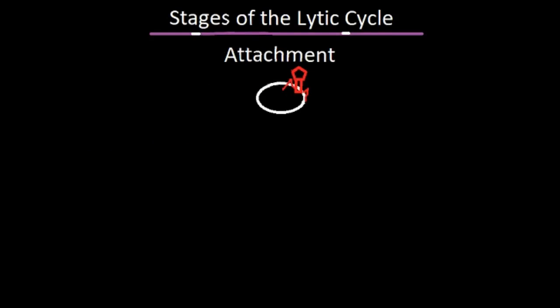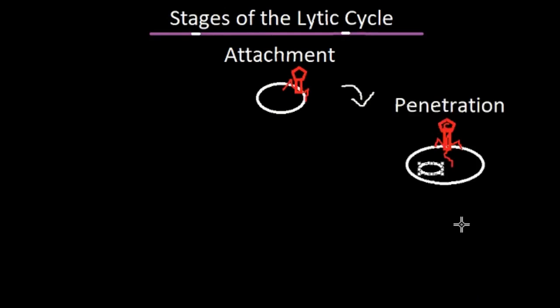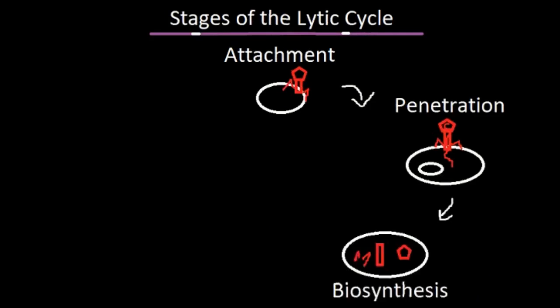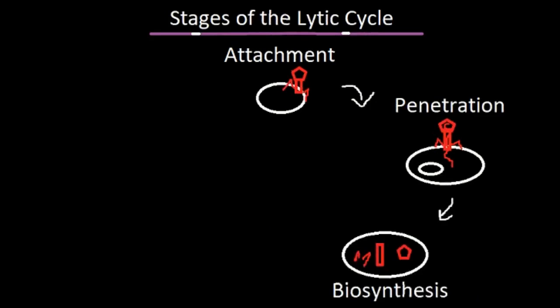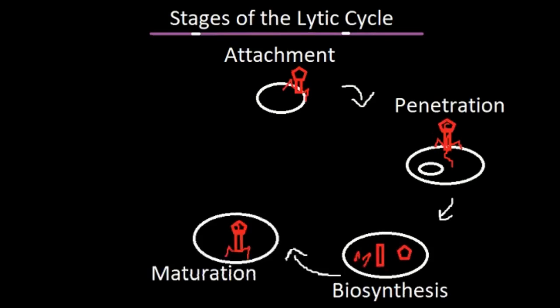Next is the penetration stage. In this stage, the bacteriophage, having been attached to the cell wall of the bacteria, creates a small hole in order for it to insert its genome into the bacterial cell. Next up is the biosynthesis stage. In the biosynthesis stage, the bacterial cell can now produce the viral particles needed to create new viruses. The next stage is maturation. In this step, the viral pieces that were made in the biosynthesis stage are put together.